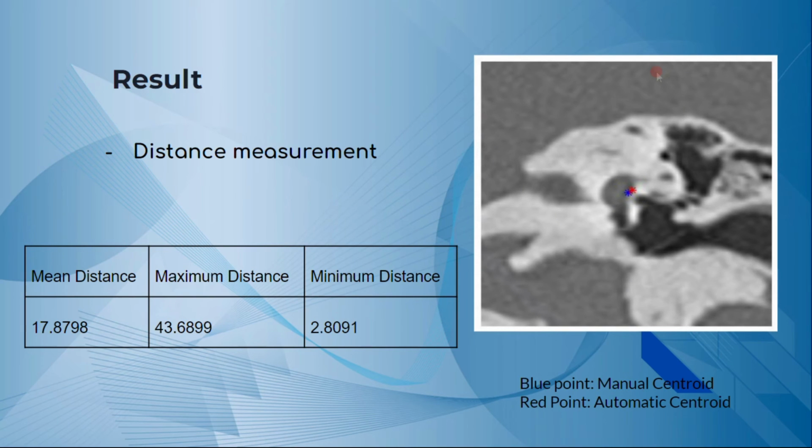In the true positive images, I use the distances between the manual centroids and the centroids detected by the algorithm. It could be considered as the error. As we can observe here, the average distance is about 18 pixels, the maximum distance goes over 40 pixels and the minimum error is almost 3 pixels. And in the image we can see an example of the detected centroid by the algorithm and the manual one. The red point is the automatic centroid that the algorithm could recognize, and the blue point is the manual centroid.